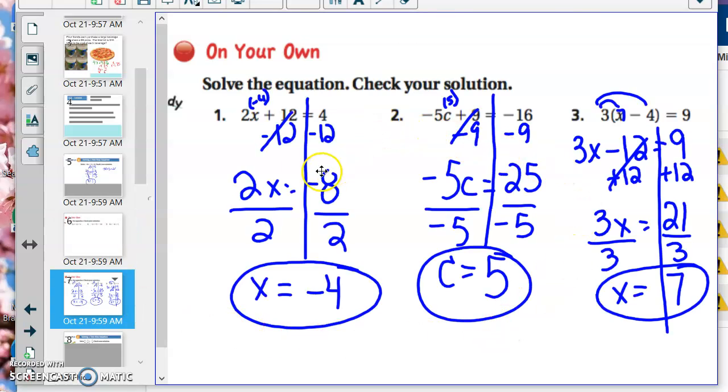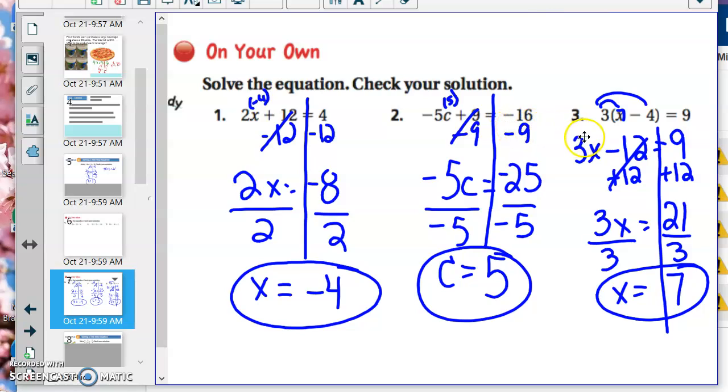All right, to check 1 and 2, first I had to subtract 12 on both sides. That left me with -8 over here. Then I had to divide by 2 on both sides, and that left me with -4. And when I checked it by putting -4 in for x, it did equal 4 like I wanted it to. For 2, I had to subtract 9 first on both sides. That left me with -25. Then I had to divide by -5 on both sides, and that left me with +5. And when I put 5 in for c, that's what it needed to equal in order for it to equal -16 in the end.